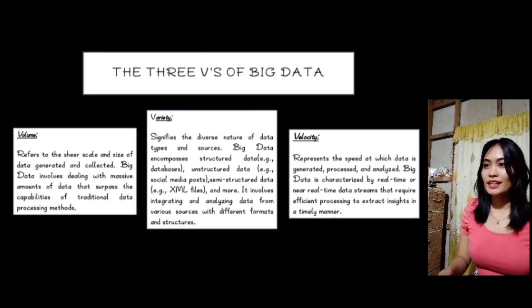Now for the third V of the three V's of big data, we have velocity. So velocity represents the speed at which data is generated, processed, and analyzed. Big data is characterized by real-time or near real-time data streams that require efficient processing to extract insights in a timely manner.